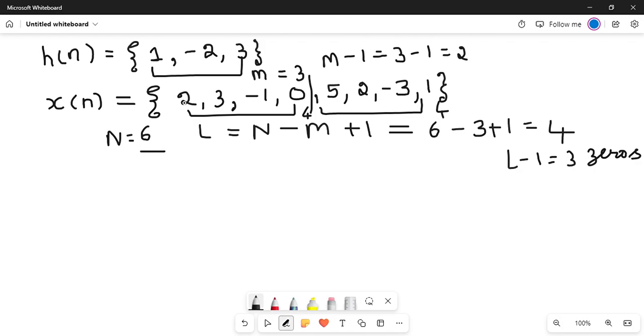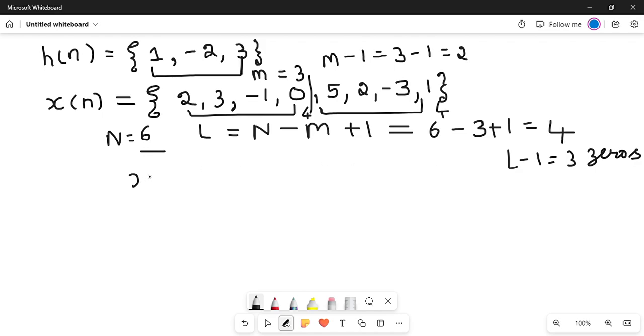And one more last thing you should remember: y1 of n and y2 of n. What is y1 of n? x1 of n into h of n. y2 of n is equal to x2 of n into h2 of n. Fine, if you remember these things that I told you, now we can easily do the overlap-save method, right? Yes. So now let us start with the original procedure.